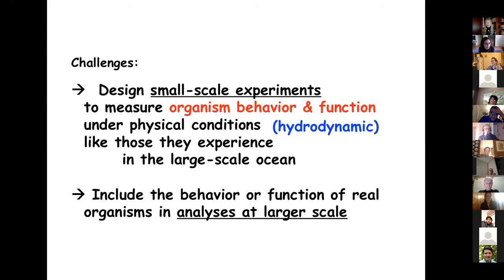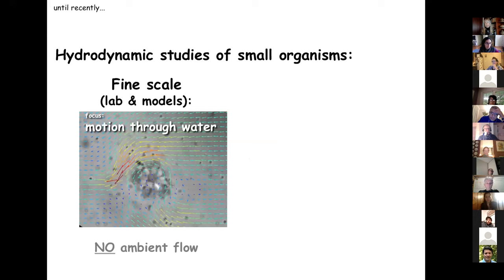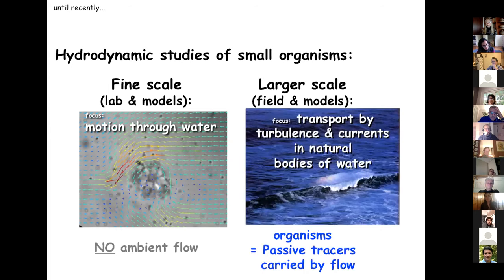But we have another challenge, which is to include the behavior or function of real organisms that we can measure at fine scale into analyses at larger scale. So until recently, until this crew of us who are interested in microscale processes in a big ocean, most hydrodynamic studies of small organisms done on fine scale, both models and lab experiments, were concerned with how the organism moves through the water, and generally there was no ambient flow. And conversely, larger scale field measurements and models had a focus of transport by turbulence and currents in natural bodies of water, and early on the organisms in these models were just passive tracers carried by the flow.